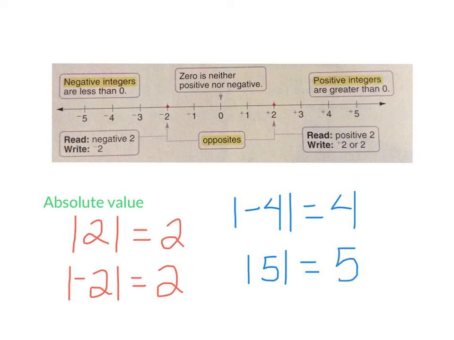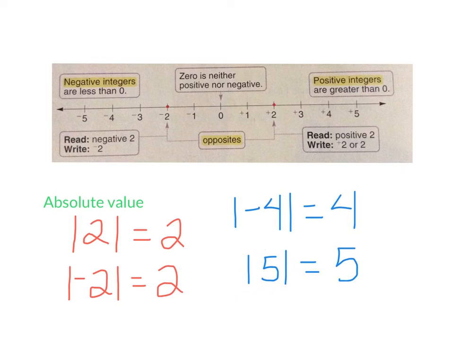You can kind of notice a pattern here that the absolute value of the number is always just the positive number. Negative 2, it's 2 spots away. Positive 2 is 2 spots away. Negative 4 is 4 spots away, and 5 is 5 spots away. So remember, the absolute value is the distance from 0 on the number line, and it's written with these brackets.